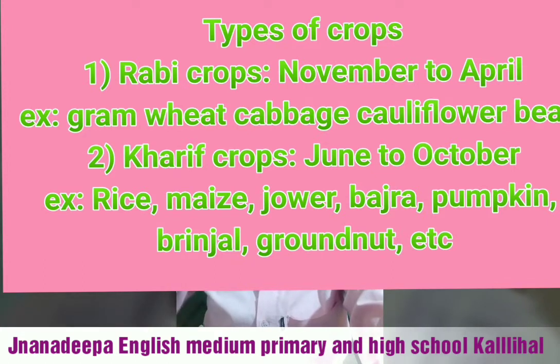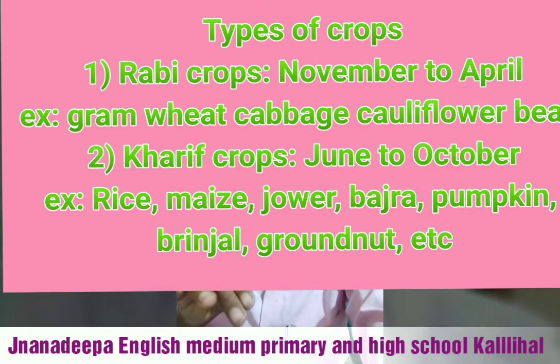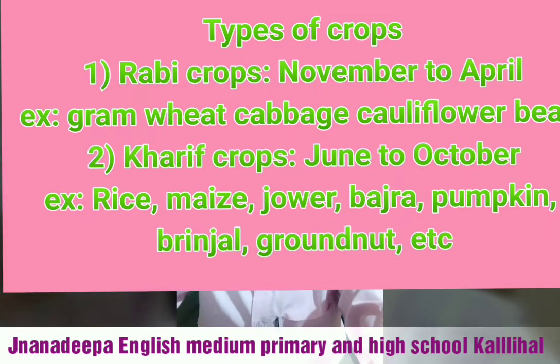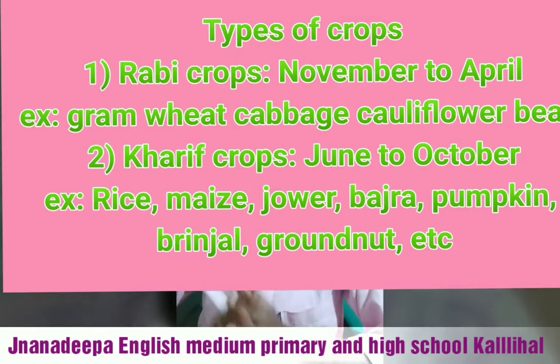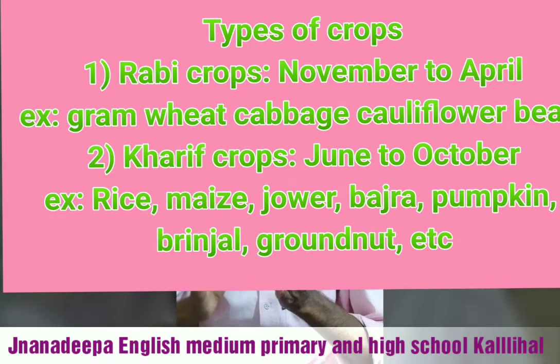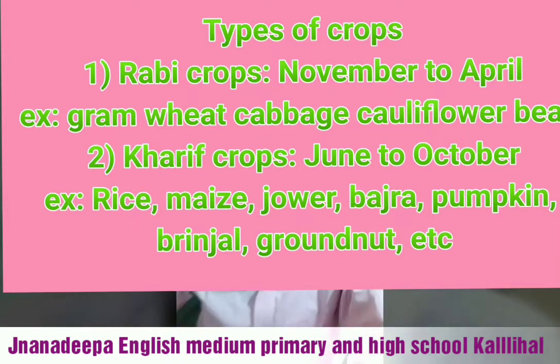Second one is Rabi crops. Crops like wheat and gram are grown in winter from November to April. They are called Rabi crops. For example, wheat, gram, etc. And vegetables like cabbage, cauliflower, pea, bean, etc.